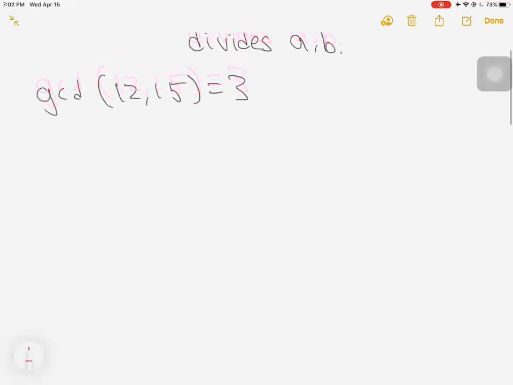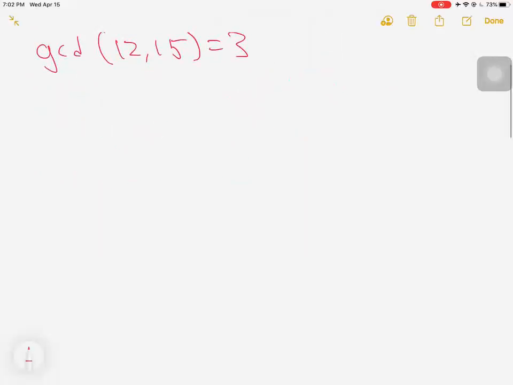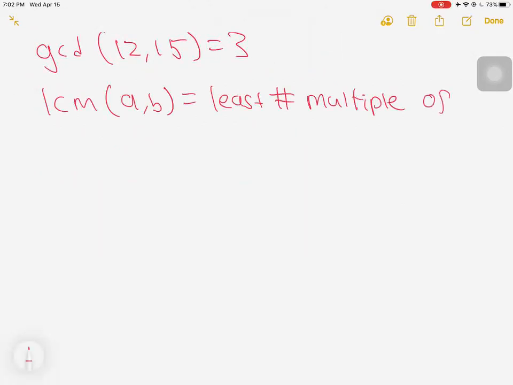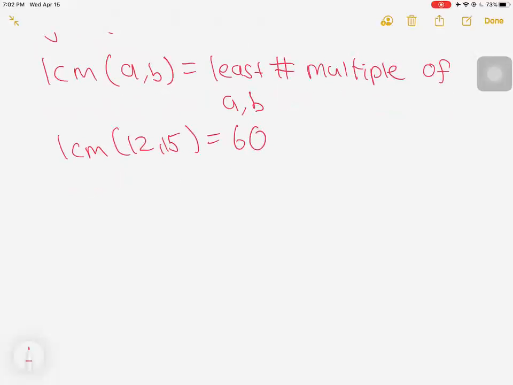So next, we're going to go to least common multiple, which is abbreviated as LCM. And the LCM of two numbers A and B is the least number that is a multiple of both A and B. So going back to the example, if we take the least common multiple of 12 and 15, that's going to evaluate to 60, because 60 is the least number that's a multiple of 12 and 15.